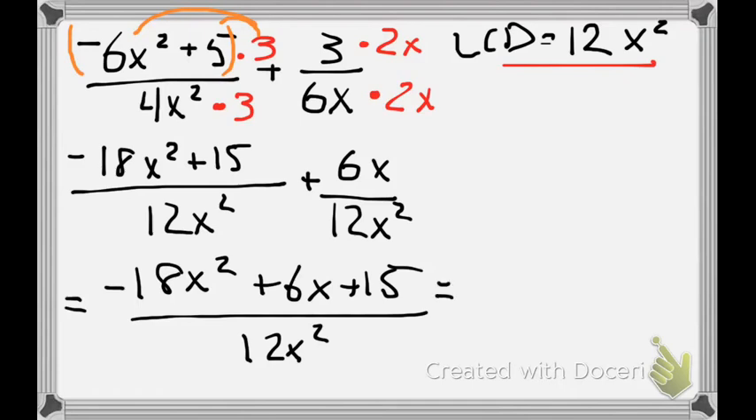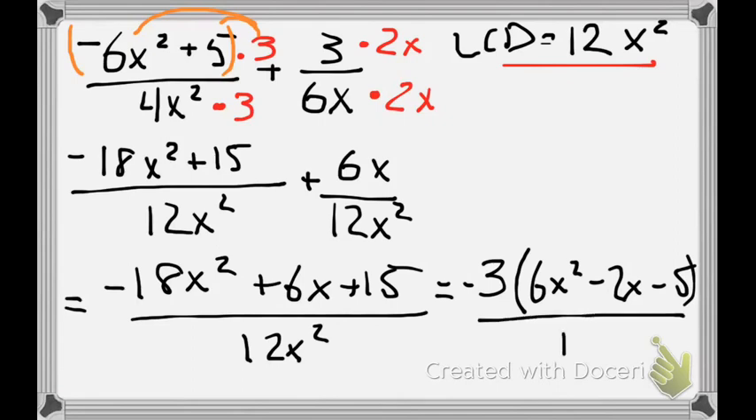So we always want to double check, can anything be factored? Can we take a GCF out? So automatically we should say, oh, okay, well 18, 6, and 15, I can take that negative 3 out if I want. If I do that, that gives me 6x squared minus 2x minus 5, all over 12x squared. And then once I've taken that out, that's even awesome because I can say, oh, okay, that leaves me with 4x squared on the bottom.